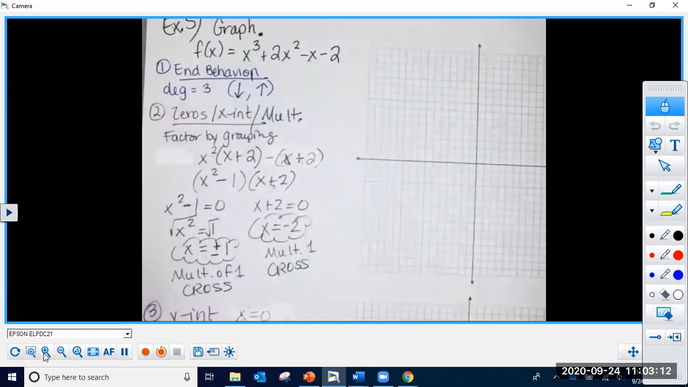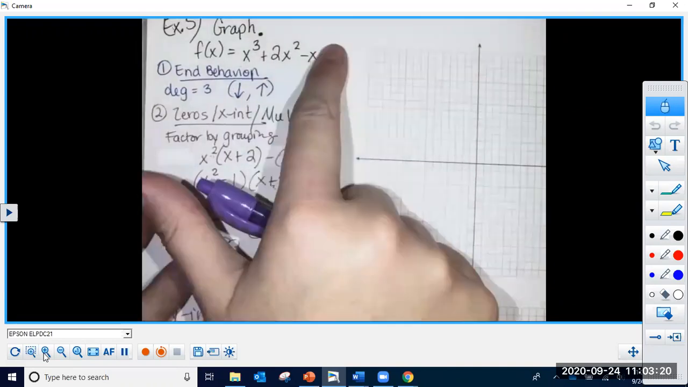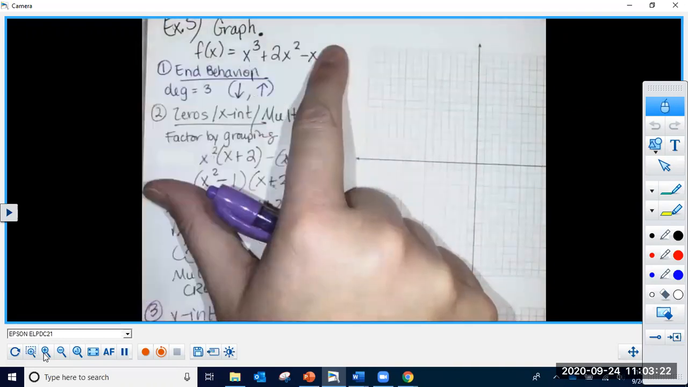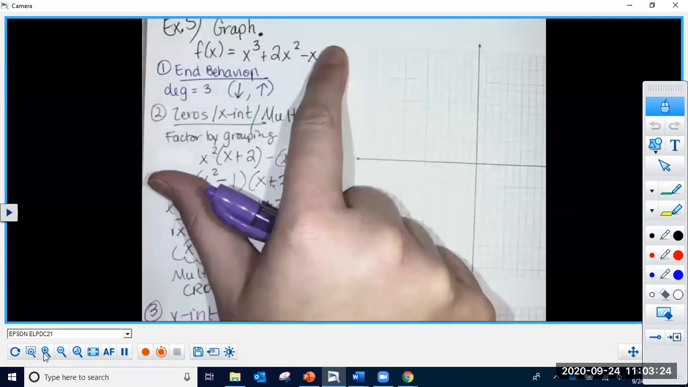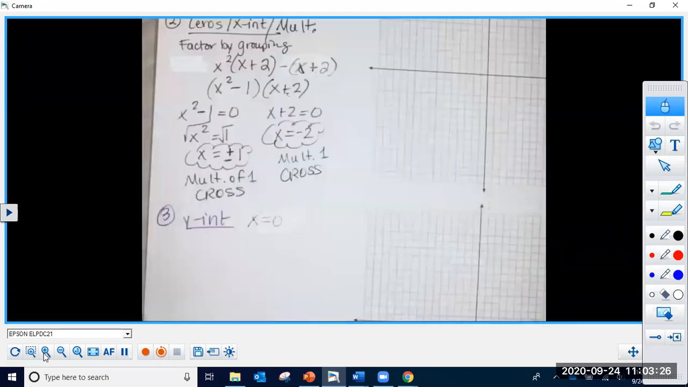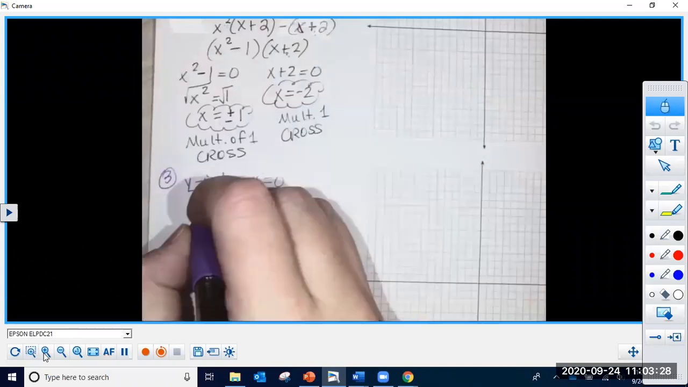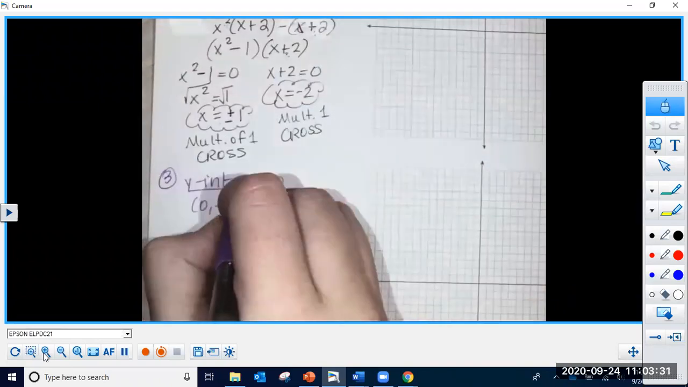When it's not in factored form, look at the number at the end, the constant by itself. If there's not a constant by itself at the end, then what would it be? Good. If I didn't have -2 there and this is all I had, then my y-intercept would be 0. Okay, so I can easily tell that my y-intercept is 0, -2.